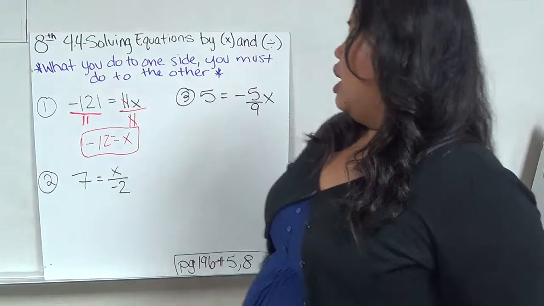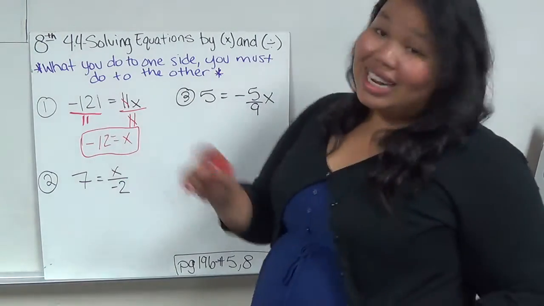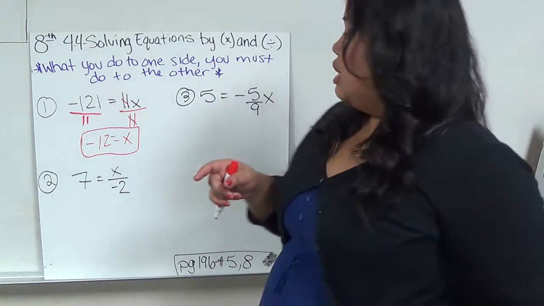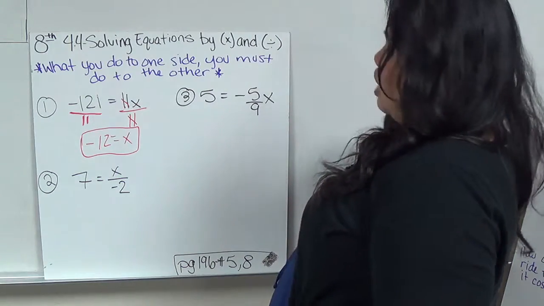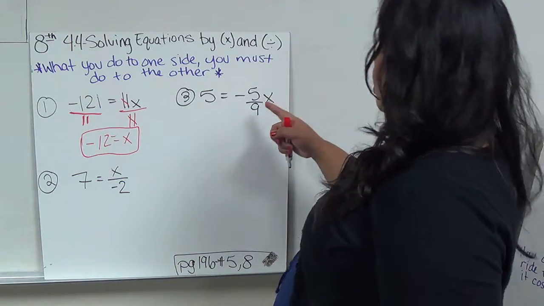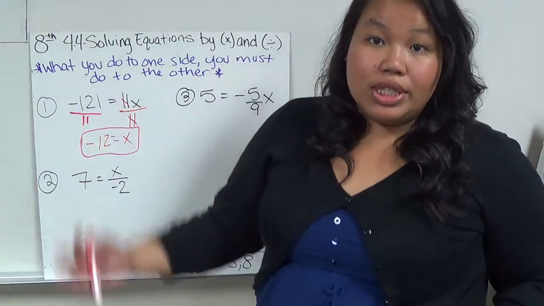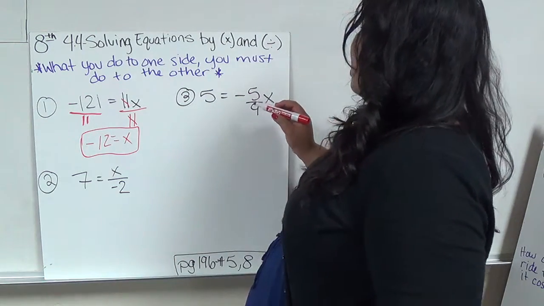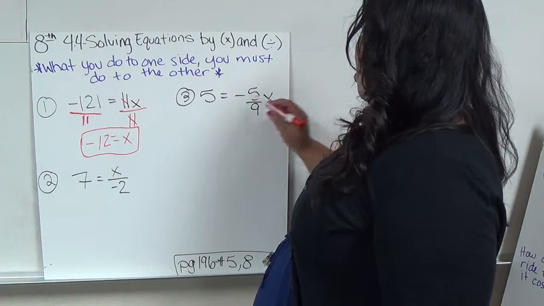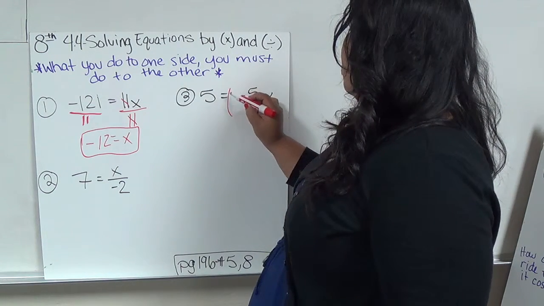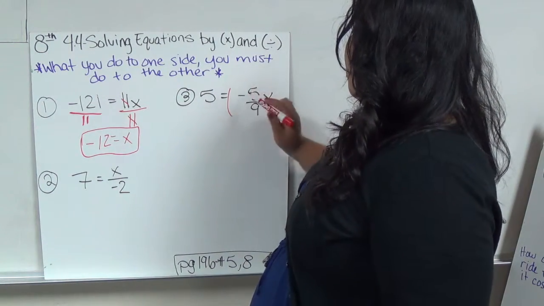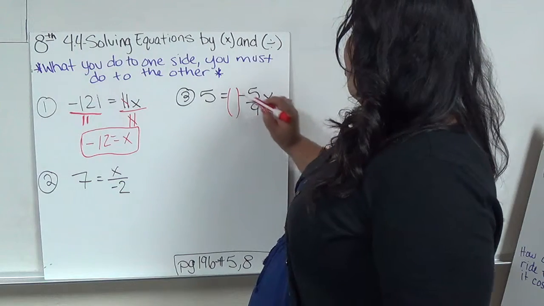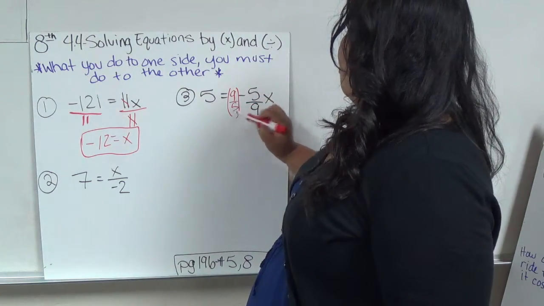Okay? Don't forget to bring that negative down. If 11 was a negative, then they'd cancel out. But in this case, it doesn't. So in this case, I'm dealt with a fraction. So the opposite of a fraction being multiplied by x is the reverse. So I have to multiply, instead of 5 over 9, 9 over 5.